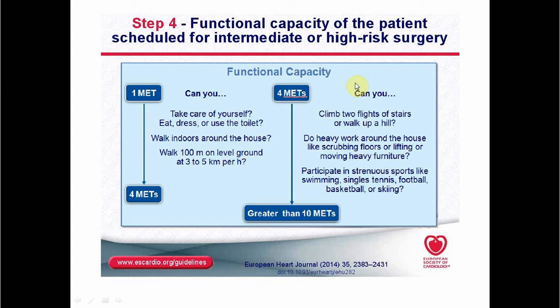And simply you can ask for this by asking the patient if he can climb up 2 flights of stairs without shortness of breath or not. If yes, then the patient has 4 or more METs and good functional capacity. If no, then the patient's functional capacity is poor.